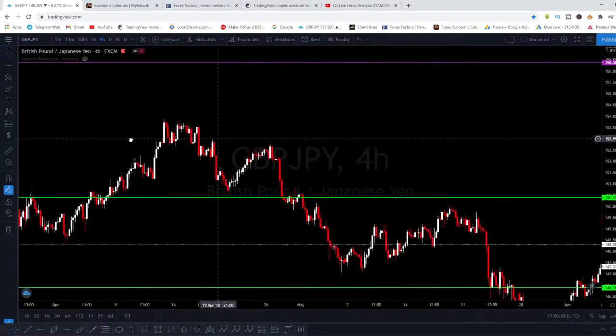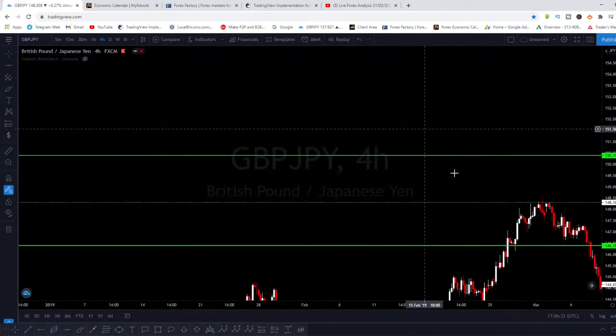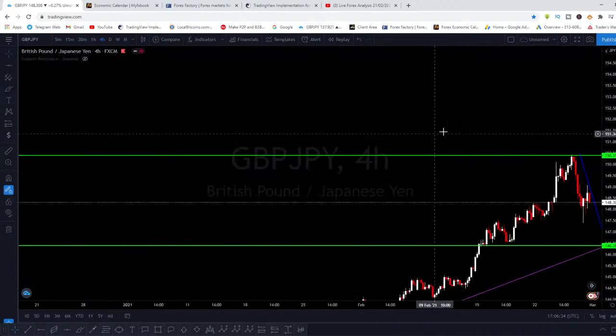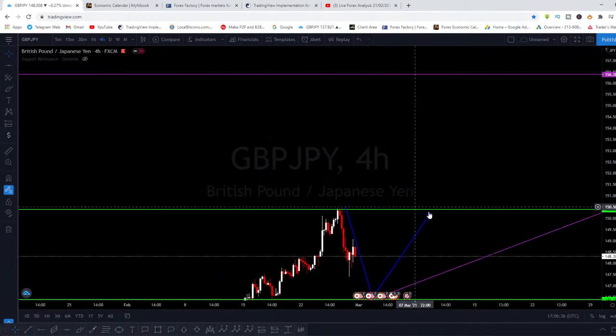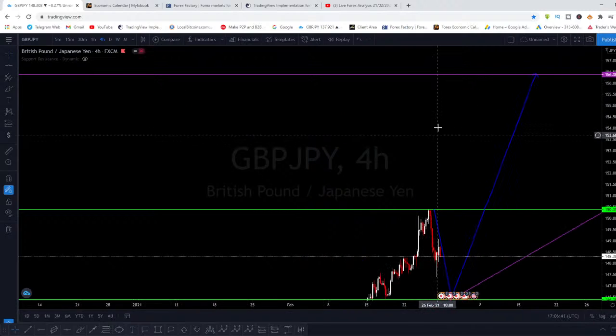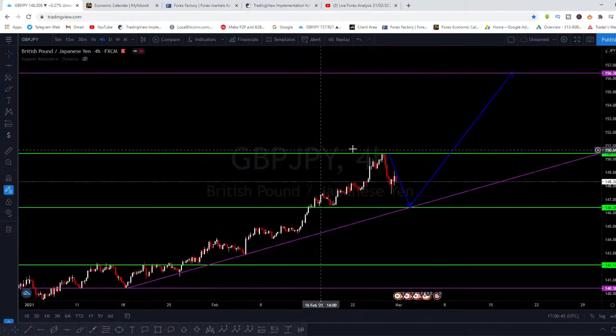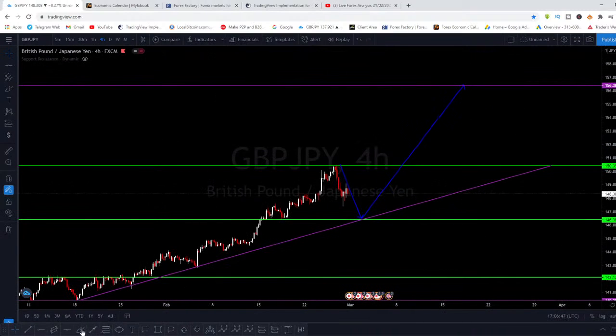And remember, this is going to be a swing trade, not a scalp trade or whatsoever. That will be the final target, guys, after it breaks out. So you see, after it breaks out of that, this will be the final target. So this is how we identify a swing trade, right?